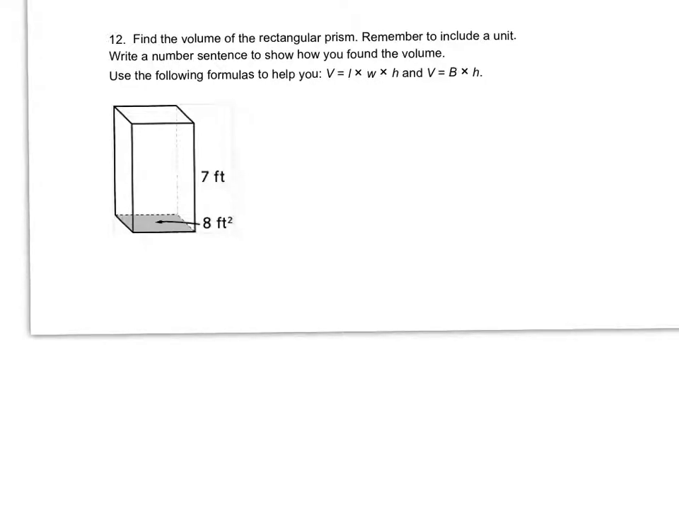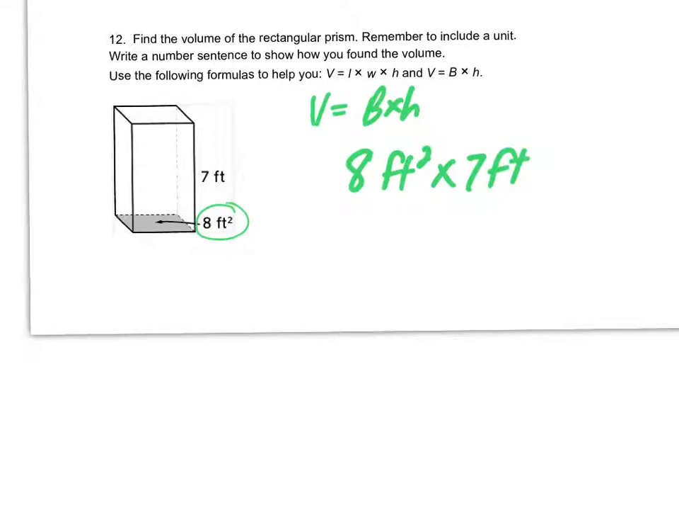Now here they only give us 2 numbers, and you can see that this looks like it's reported in area because we know the area has a little 2 and they shaded in the bottom. So this looks like a perfect match to use volume equals big B times H, or the area of the base times our height. Since the area of our base is 8 feet squared, we are multiplying that by 7 feet. 8 times 7 is 56 feet.